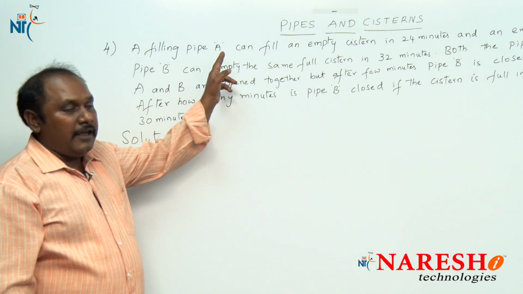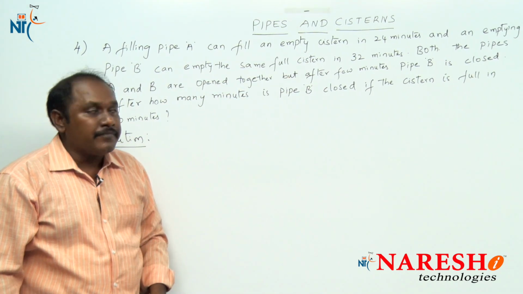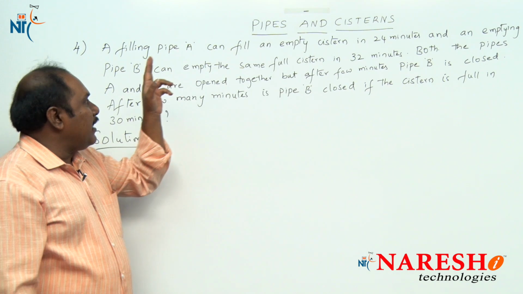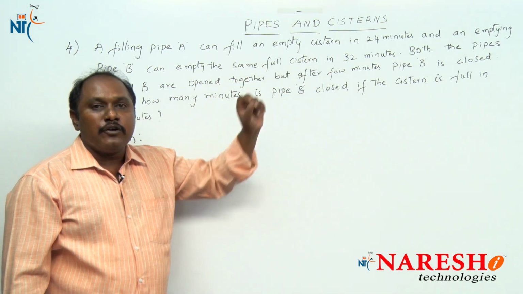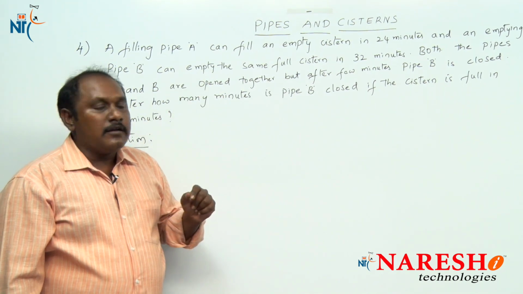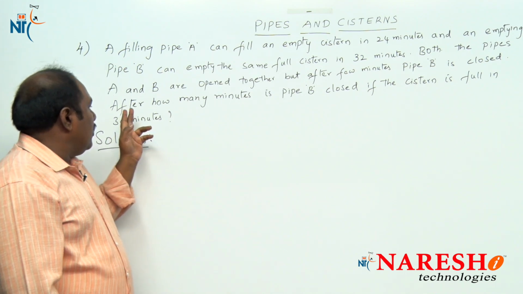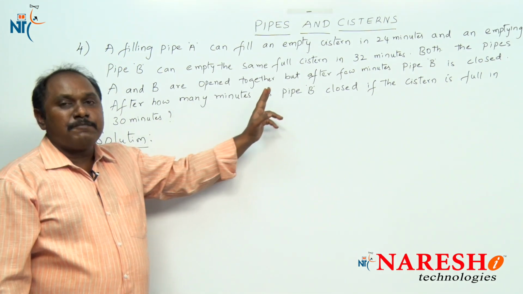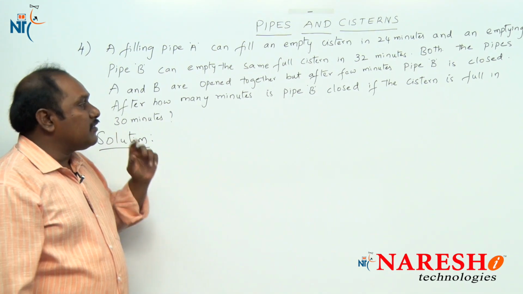A filling pipe A can fill an empty cistern in 24 minutes and an emptying pipe B can empty the same full cistern in 32 minutes. Both the pipes A and B are opened together, but after a few minutes pipe B is closed. After how many minutes is pipe B closed if the cistern is full in 30 minutes?